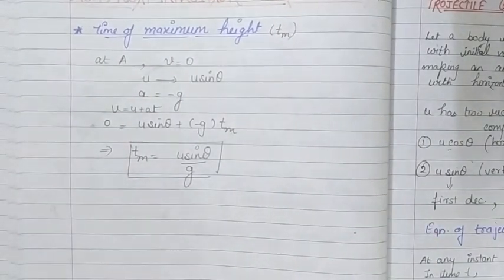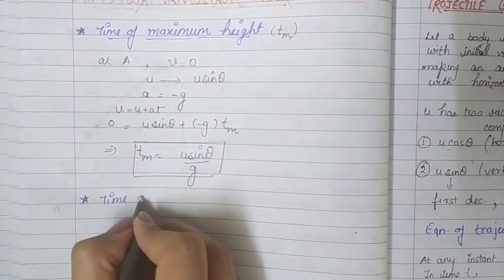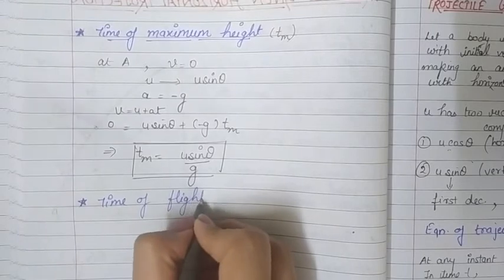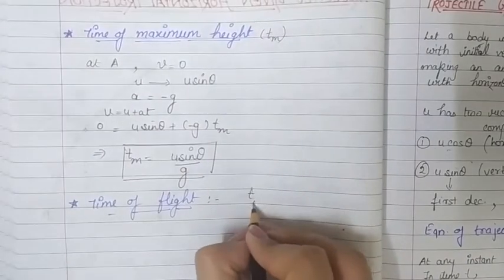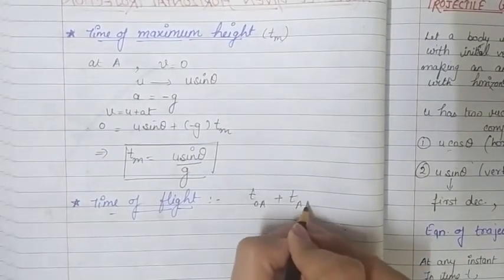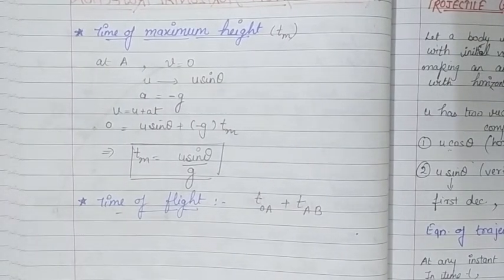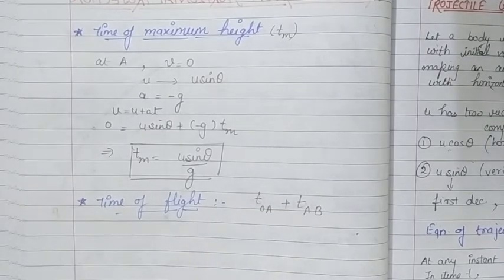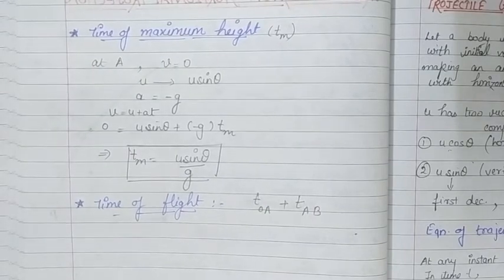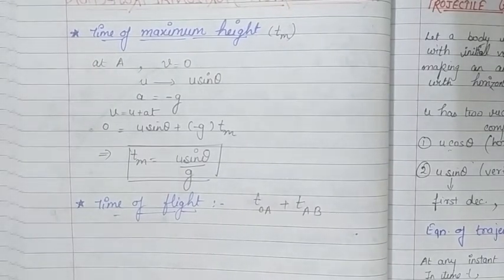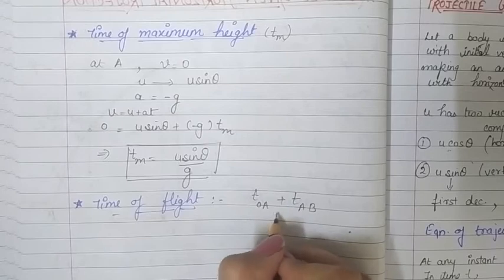Now if we want to find the time of flight, the time of flight is the total time in which the body attains maximum height, meaning time for O to A, plus the time for A to B, meaning the time taken by the body from the maximum height point to the ground. So we want the total time in which the body was thrown and reached the ground. Now this total time is actually equal to twice tm.